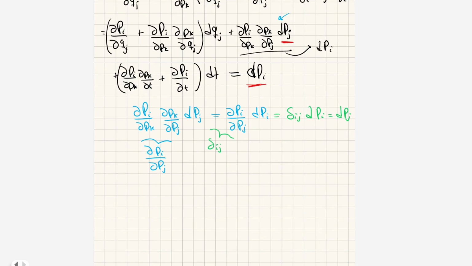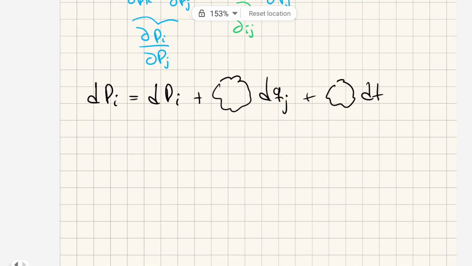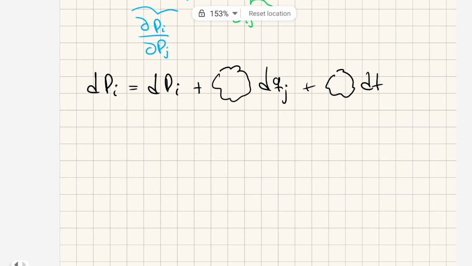So with all these results, we can get that dPi is equal to this dPi that we just found, plus something times dqj, plus something times dt, right? With this very weird equation, we can say that the things that are multiplying dqj and dt need to be equal to 0 to hold the equation, because this needs to be equal to this, of course. But if we sum this, the equality is broken, right?